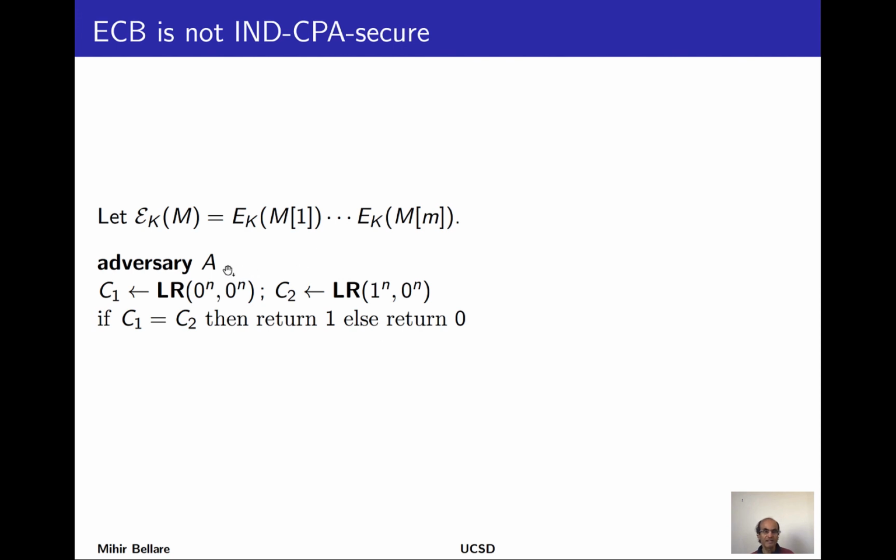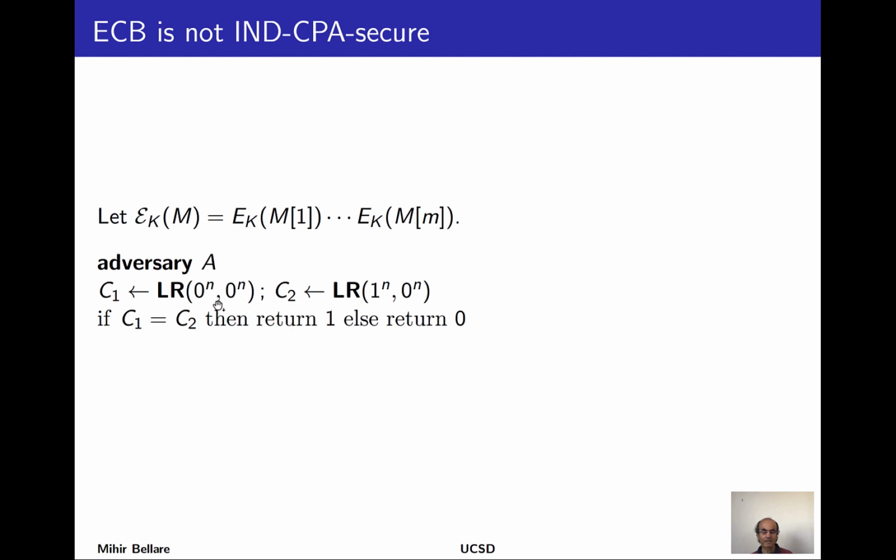What our adversary does is say, okay, I need to call the left or right oracle. I don't know what the key is, but I know ECB is being used. I want to call the oracle in such a way that from the ciphertext that I get back, I can determine whether the left or the right message was encrypted. So I'm going to make two calls to left or right. Each of them has two messages, left or right.